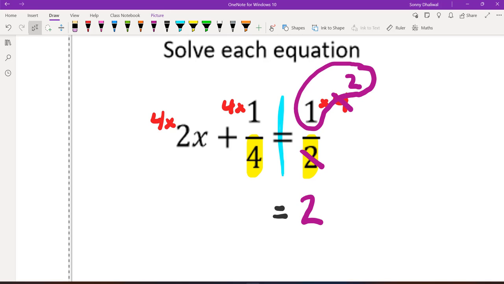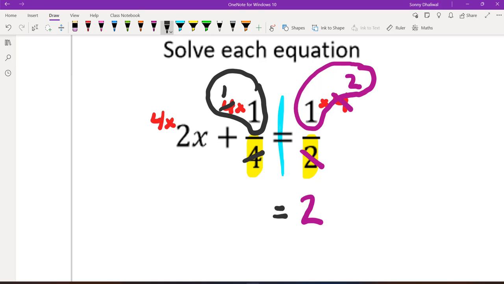Okay, the next one. 4 goes into 4 how many times? Once, thank you. So cross out the 4, place a 1. Then we need to do this calculation. 1 times 1. 1. Okay? Next one here, there's no denominator, so there's no reducing. All we have to do is calculation. 4 times 2 is 8. So we have 8x.